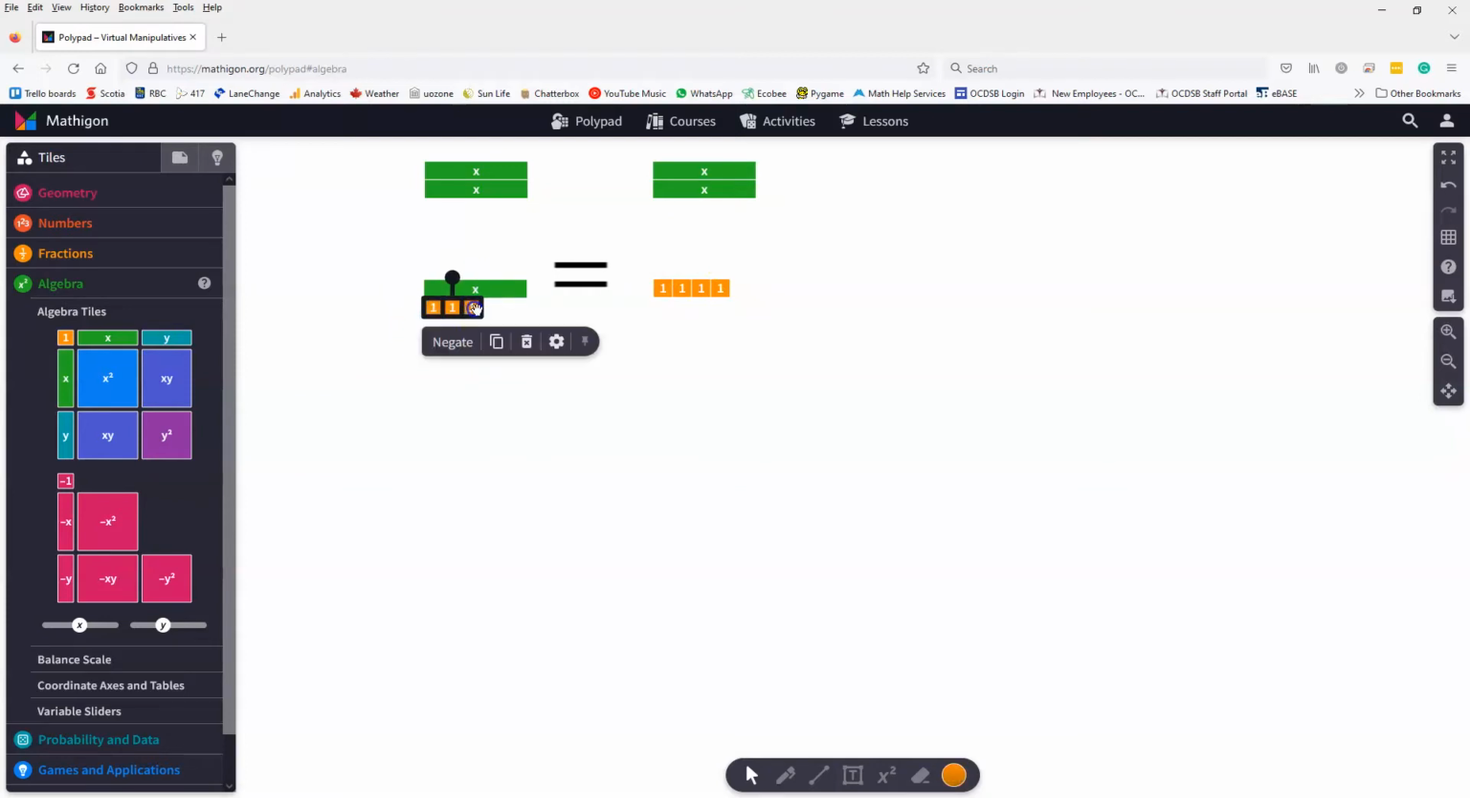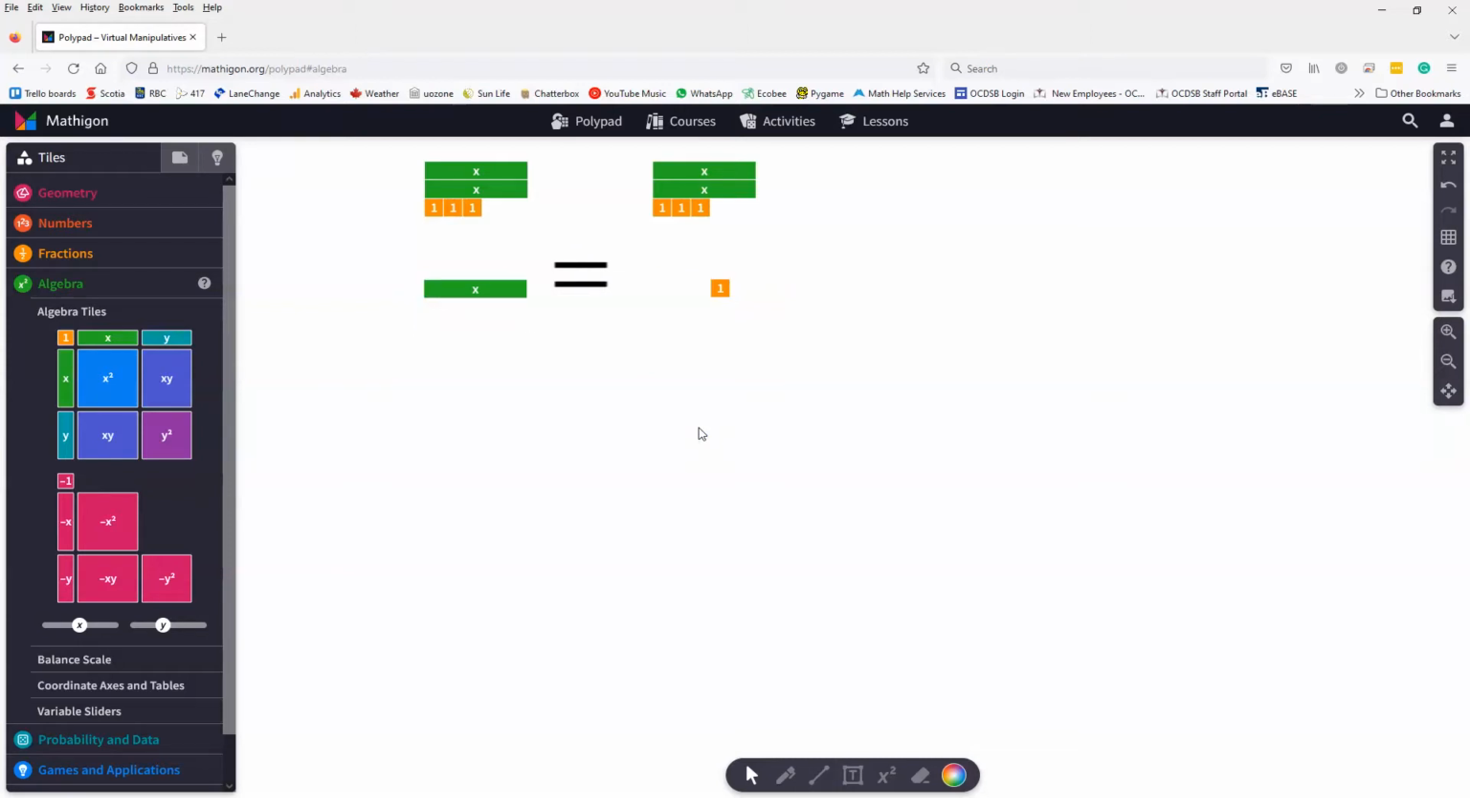I don't have any more x's, so I'm going to have to leave this x here. But I do have 3 1's, so I'm going to go ahead and move them out of the way. And do the same here. I've got 3 1's. I'm going to move them out of the way. What I'm left with gives me my answer to what x is equal to. In this case, x is equal to 1.